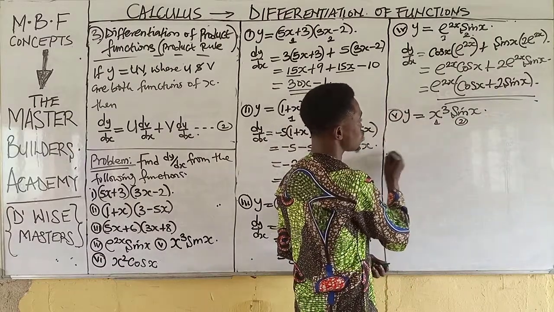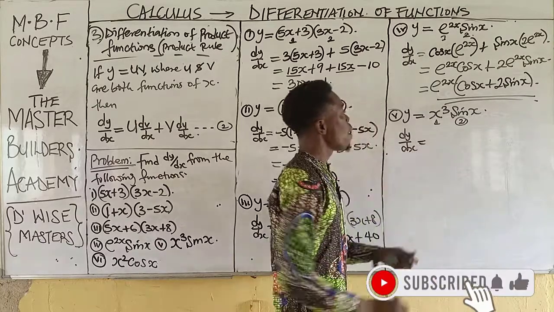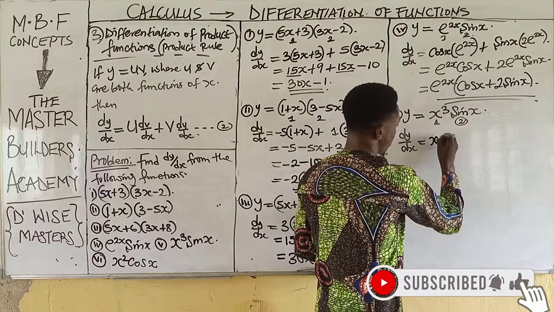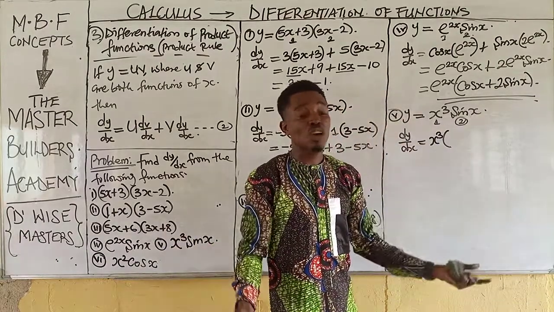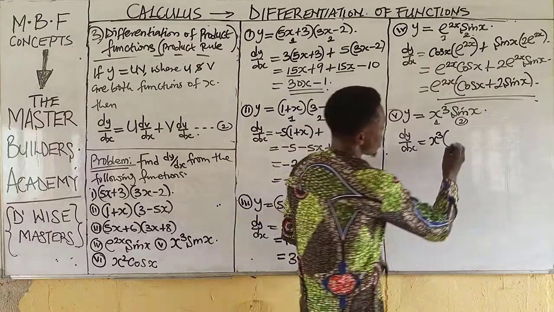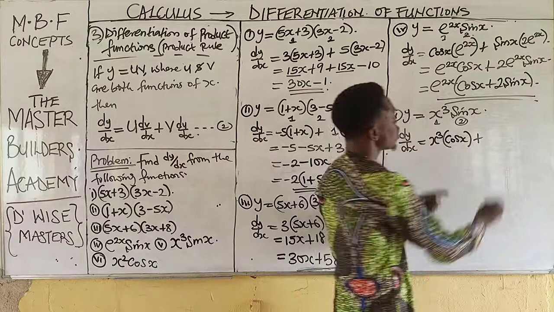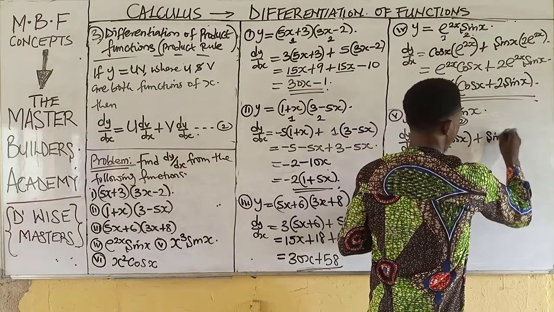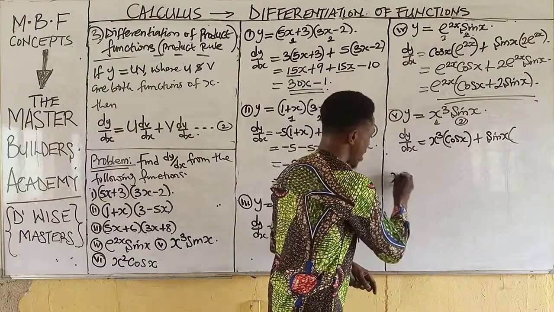Now, if this is understood, all I need to do is to have dy over dx is equal to, now pull down the first function, which is x cubed, multiplied by the derivative of the second function. Now, when we differentiate sine x, guys, we have this to be cos x. Then plus, pull down the second function, which is sine x. And now differentiate the first function, which is x cubed.